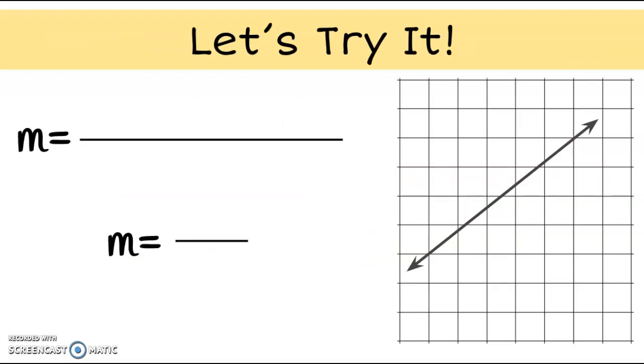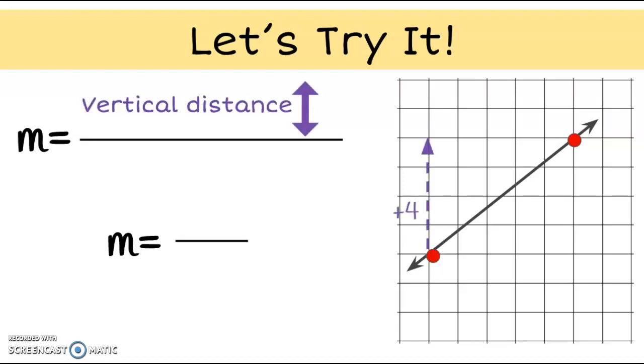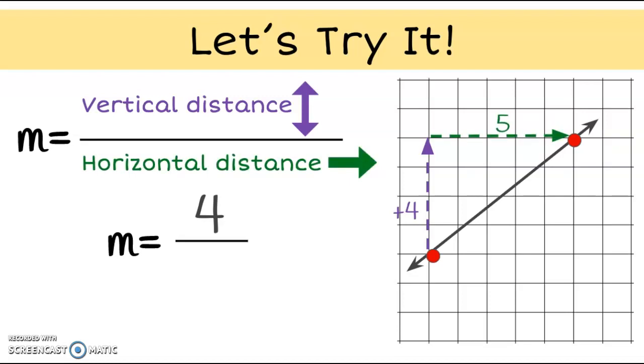Now we will find the slope of this line. First, we must carefully identify points to use on the line. We should not necessarily use the arrows. Now we start on the left of the line and count our vertical distance either up or down. This line is going up, and so we count positive 4. This is our top number or numerator. Next, we count our horizontal distance to the right and see 5. This is our bottom number or denominator.